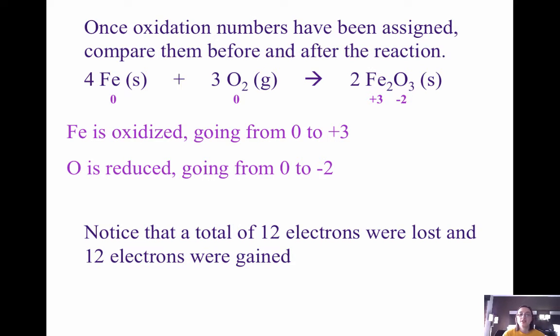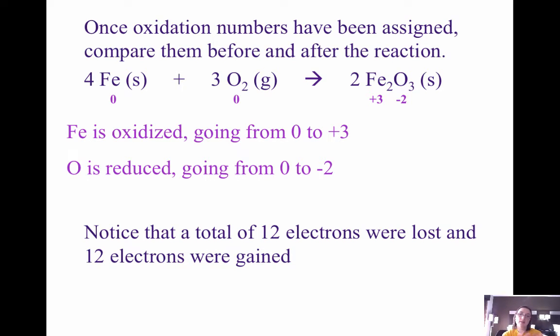So once oxidation numbers have been assigned, compare them before and after. Here's an example. We have iron solid and oxygen gas making iron(III) oxide. Look at the iron solid and the oxygen gas. They both have oxidation numbers of 0 because they're in their elemental form. O2 is diatomic, it's always O2 gas. But notice when they are in the compound, they're no longer 0. Oxygen is -2. Iron is +3. Notice that iron is going from 0 to +3. Its oxidation number is increasing, and it is losing electrons because electrons are negative.